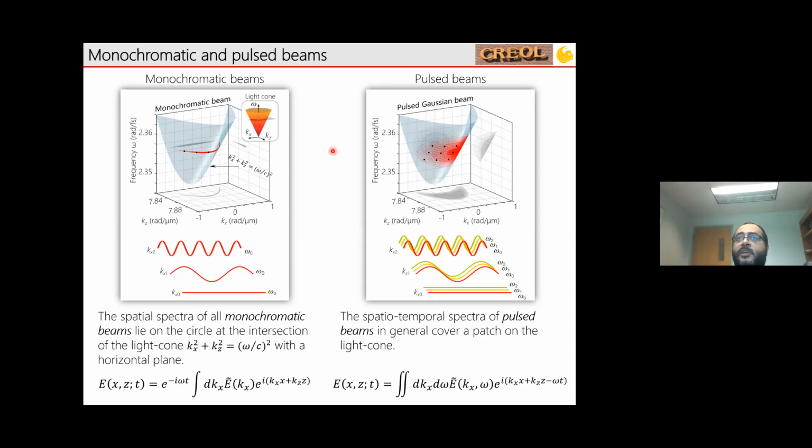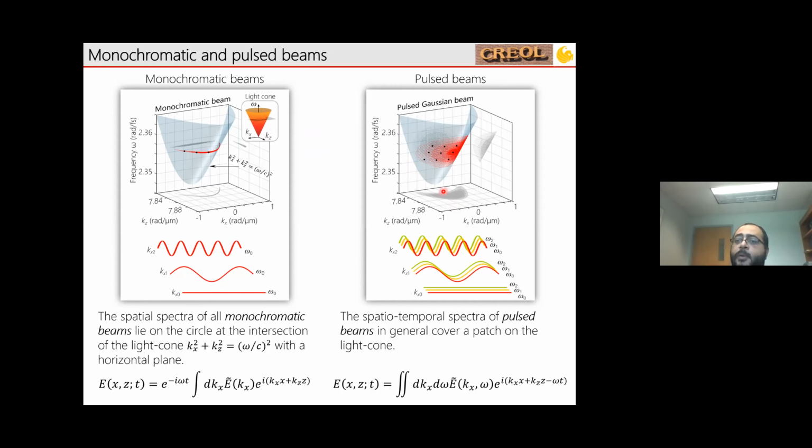Therefore, any physically realizable pulsed field corresponds to some collection of points on the surface of the light cone. A monochromatic beam, as we have here on the left, results from the intersection of this cone with a horizontal iso-frequency plane. All the spatial frequencies have the same wavelength. Hence, all monochromatic beams lie in the circle at the intersection of this horizontal plane with the surface of the light cone, whereas a traditional pulsed beam, one with finite spatial and temporal extents, and therefore finite temporal and spatial bandwidths, will be represented by some two-dimensional domain on the surface of the light cone.